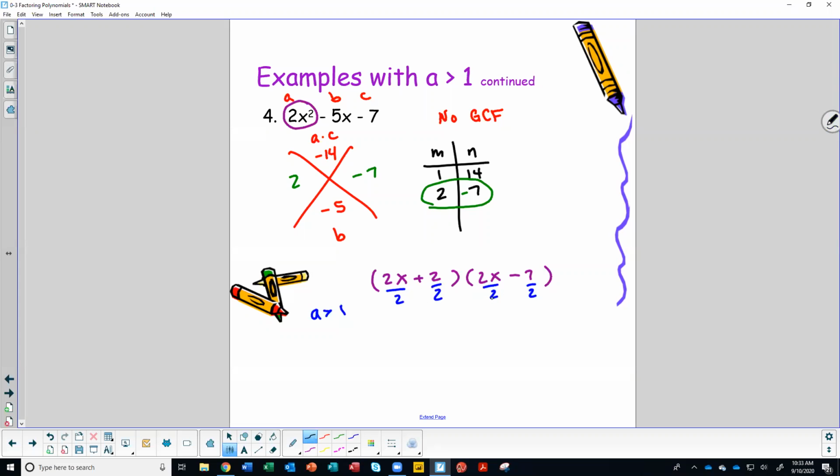Over here, the 2 can go into 2, but this 2 does not go into 7. Since I can't simplify, that will not change this factor. So my answer would be x plus 1, because 2 divided by 2 is 1. And over here, 2x minus 7. That is my final answer.